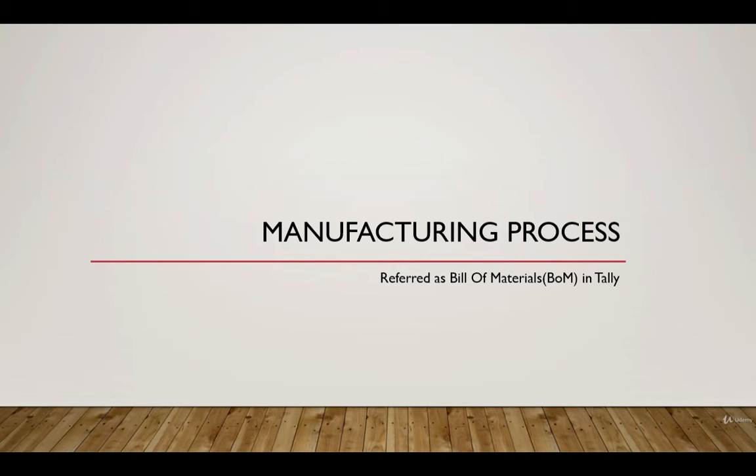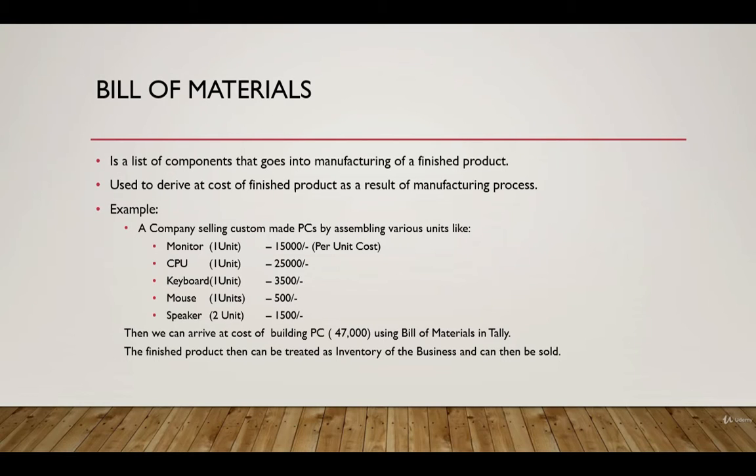In this section, we will talk about a concept called bill of materials in Tally, which is related to the manufacturing process. So what is a bill of material? A bill of material refers to a list which constitutes components of items that go into the manufacturing process to become a finished product. So by using bill of materials in Tally, we can arrive at the cost of the finished product, which is a result of the manufacturing process.